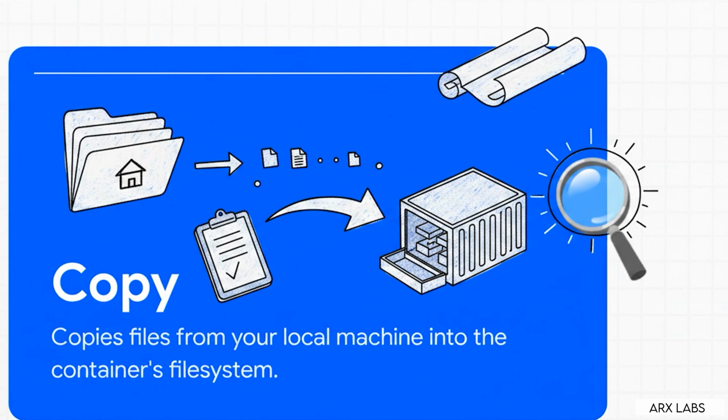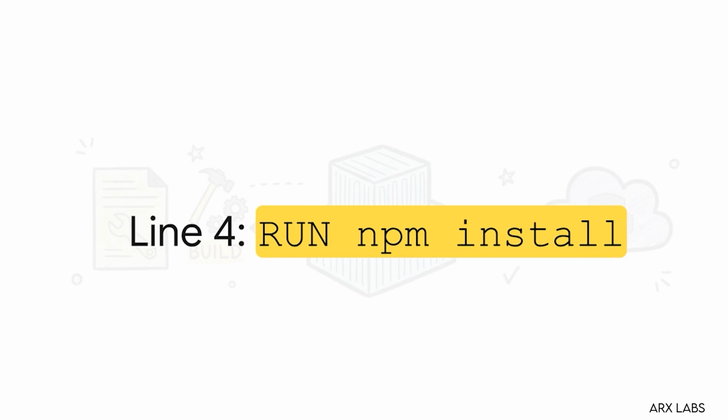Copy dot means copy everything from my current local directory, that's the first dot, into the working directory inside the container. That's the second dot, which we just set to app. So with one simple line, we're taking all of our project files and dropping them right into our container. Okay, our code has officially landed inside the image.